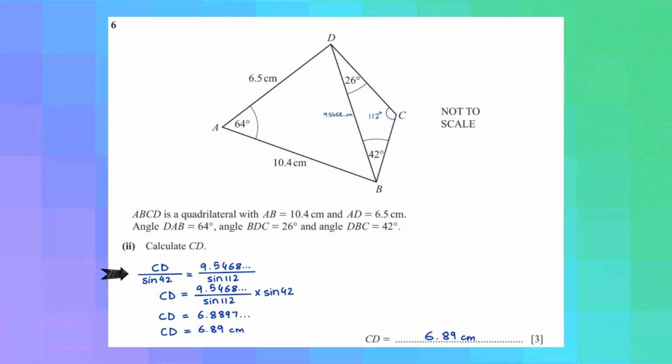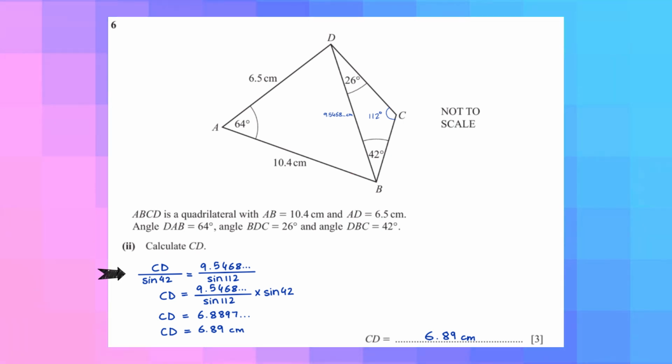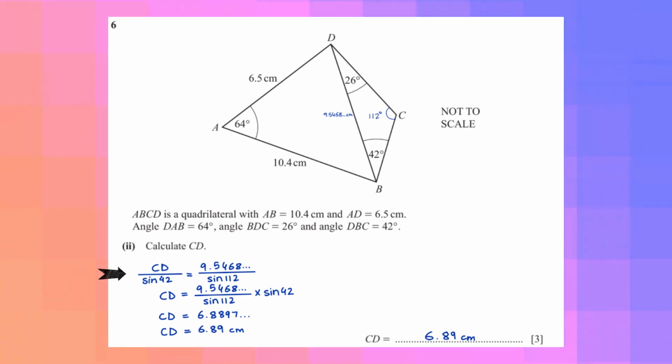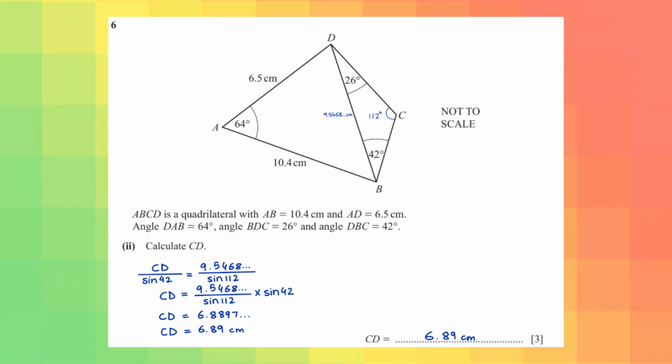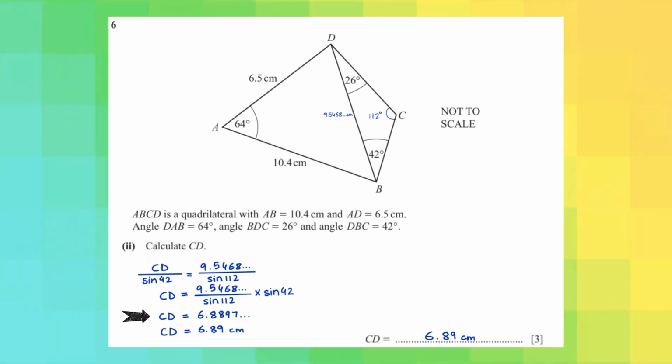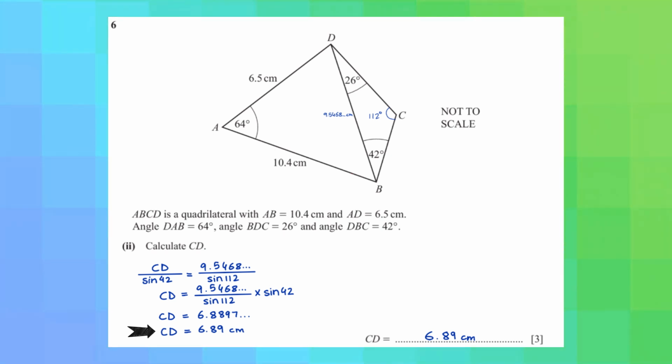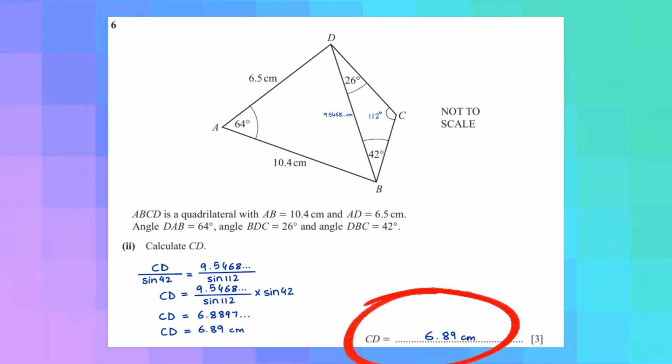Substituting the values respectively into the formula gives us CD over the sine of 42 equals 9.5468, and so on, over the sine of 112. Note that we are not using the rounded value of BD because the longer value will give us a more accurate final answer. Moving back to the calculation, now we solve for CD. Multiply both sides by the sine of 42. This gives us CD equals 6.8897, and so on. Rounding to 3 significant figures, we get that CD equals 6.89 centimeters, which is the answer.